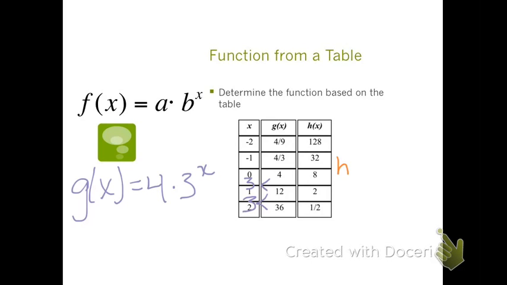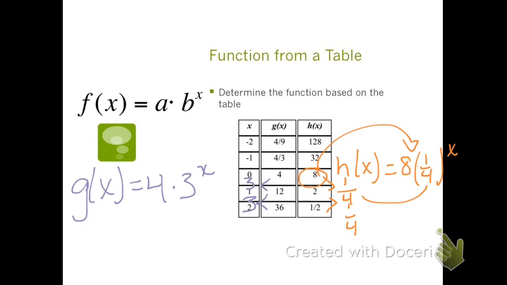For h of x, our initial value is 8. And our common ratio here, or our base, looks like we're dividing by 4, which we're going to write as multiplying by 1/4. So just to recap, the 8 goes here, the 1/4 goes here. 4 goes here, and the 3 goes here.